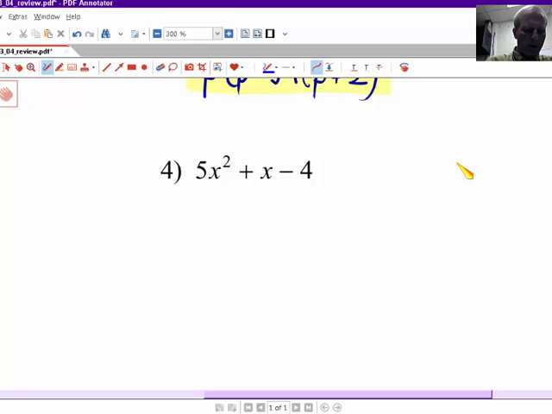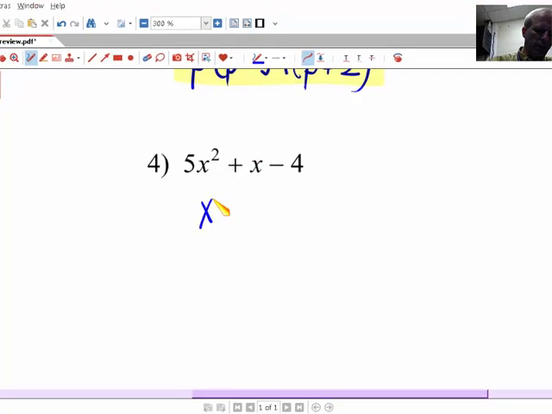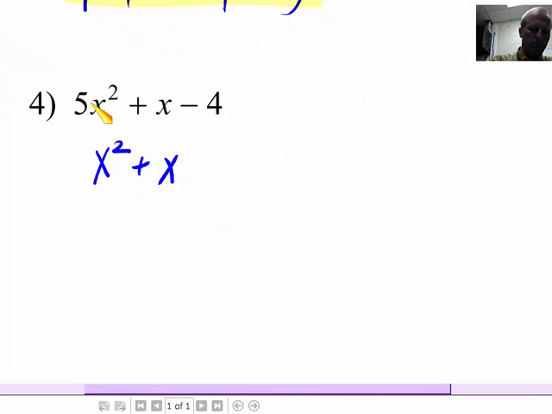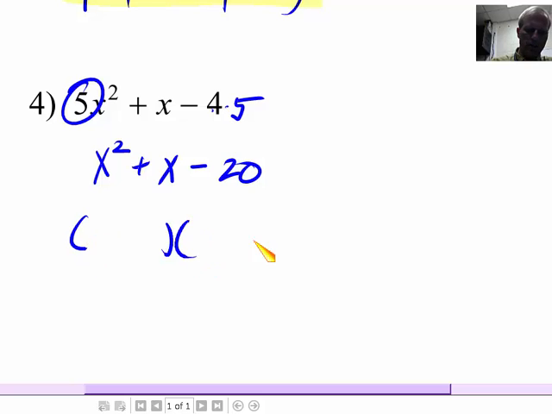Okay, and the next one, I'm going to use the technique that I showed you where the first thing you do is take off the 5, multiply the 4 by the 5. Now you factor this, so I get, let's see, x plus 5, x minus 4.